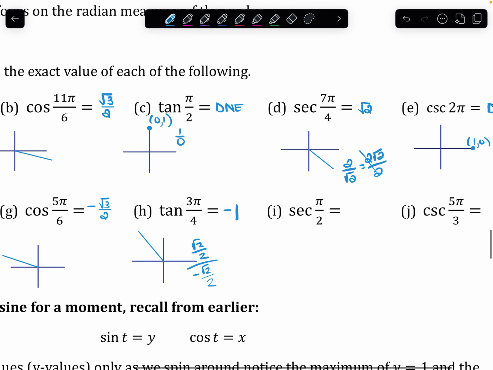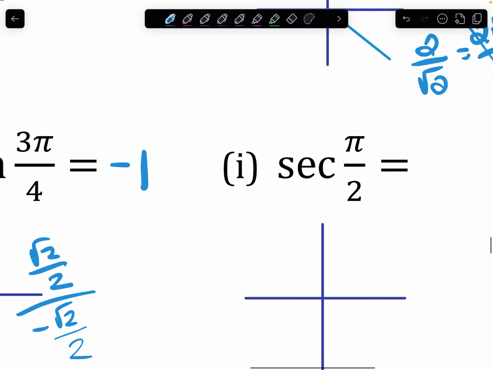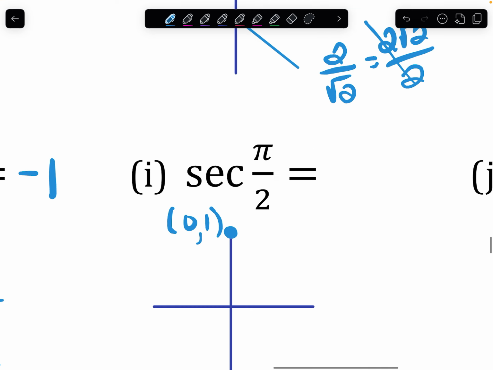Secant of pi halves, another axis angle, straight up. So we are here. That is the point 0, 1. Secant is the reciprocal of cosine. 1 over x, oh, I can't do 1 over 0. So it does not exist.